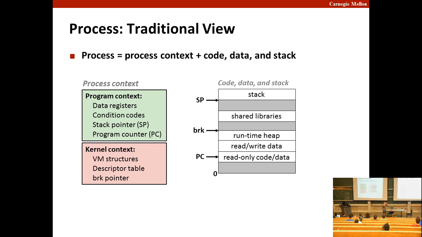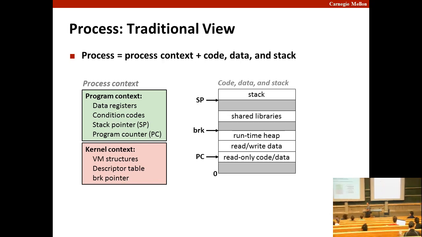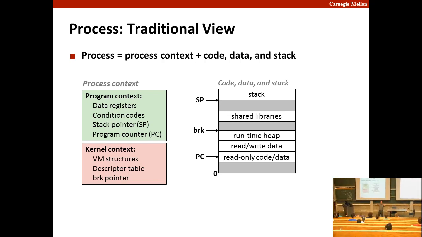Because threads share the same context, right? Threads share the same virtual memory. They share the same file descriptors, the same signal handlers, right? All of that good stuff that's part of the process context. They share that. What they have are their own unique stacks and their own unique register contexts.